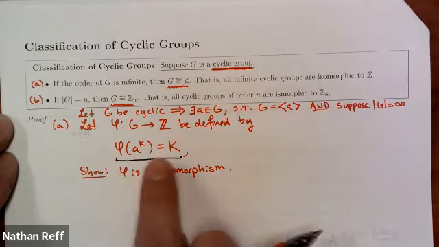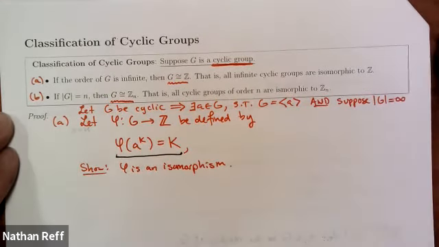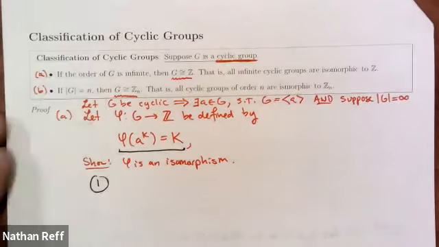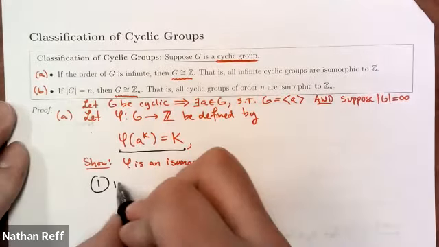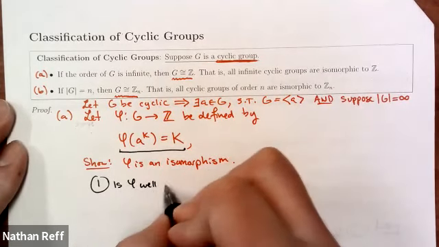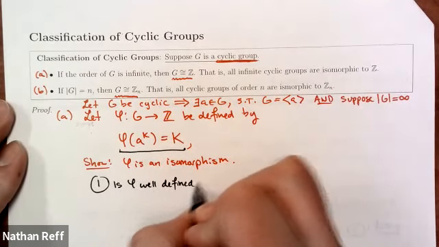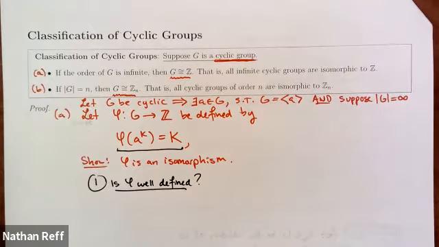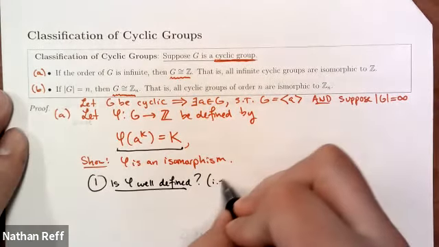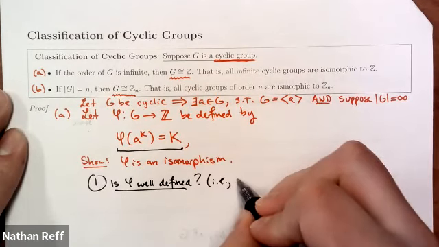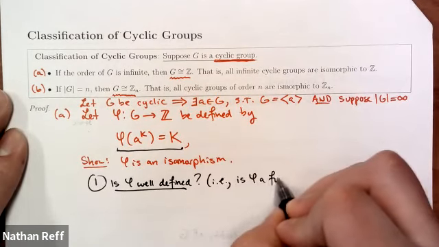If I show phi is an isomorphism, then I will have G isomorphic to Z. This is kind of the clever part here. The first step is: is this well-defined? In other words, is it a function? So is phi a function?